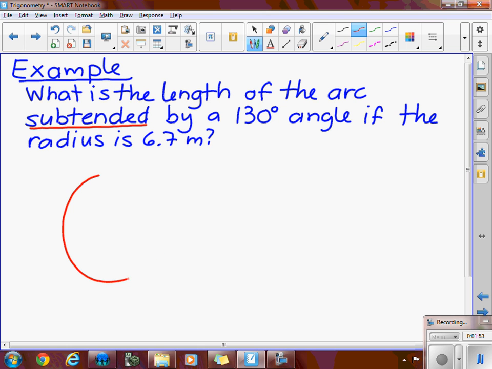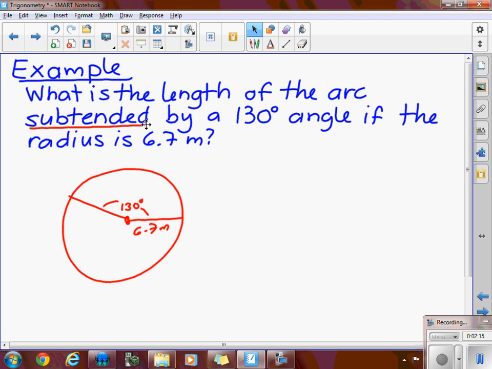So if we look at the circle, they're saying we have a circle and we have a radius of the circle of 6.7 meters, and the angle we're talking about is 130 degrees. So that's approximately 130 degrees, maybe a little bit more, but there's 130 degrees. This angle subtends that arc. So that's all subtending means. It's opening up to a certain arc on the circle. So we're trying to find that arc length.